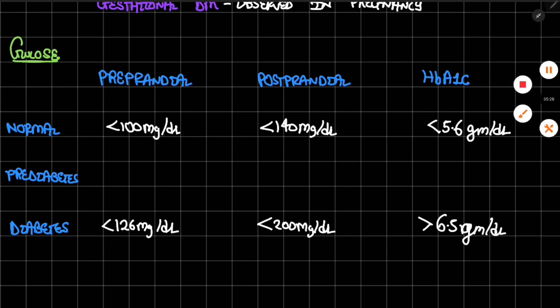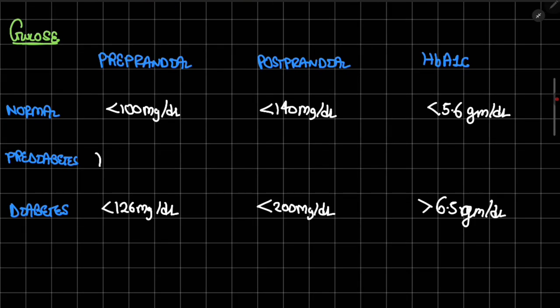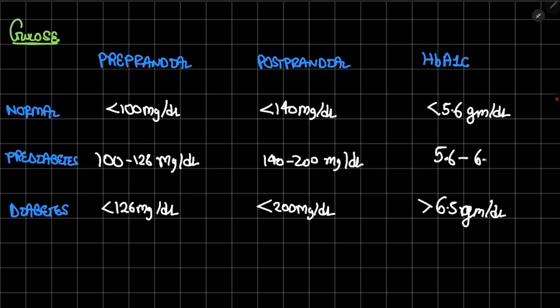Now you will notice that I have kept the pre-diabetes row blank. So logically speaking, it will be a range: 100 to 126 milligram per deciliter, then here 140 to 200 milligram per deciliter, and here it is 5.6 to 6.5. So this was the normal, pre-diabetes and diabetes levels of glucose in preprandial, postprandial and HbA1c conditions.